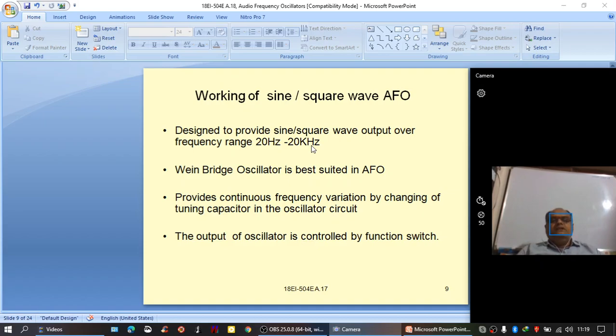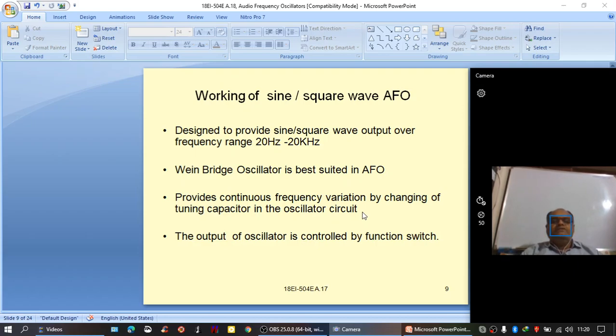Working of sine or square wave audio frequency oscillator. The circuit is designed to produce sine wave or square wave output over the frequency range of 20 Hz to 20 kHz. Wien-Bridge oscillator is best suited in the audio frequency range. It provides continuous frequency variation by changing the tuning capacitor in the oscillator circuit.